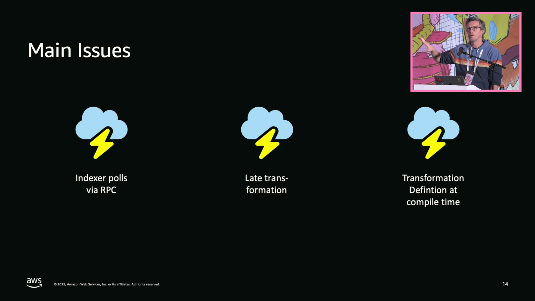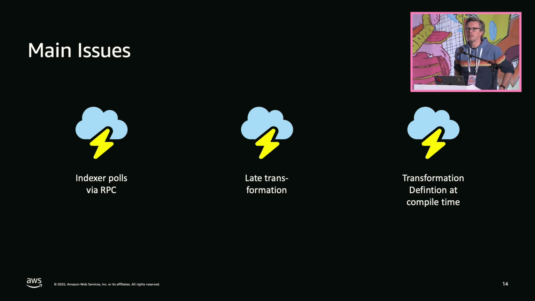The other one is we have a fairly late transformation. The node processes all the data. It then sends it or gets polled by the indexer for the data, and only then the indexer itself transforms the data into whatever you want it to have. That is fairly late in the process. There could be an interesting idea of moving that closer to the node.